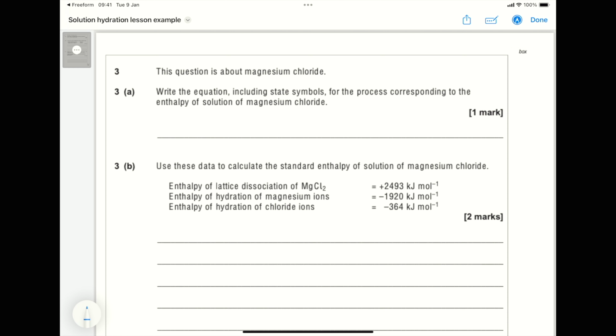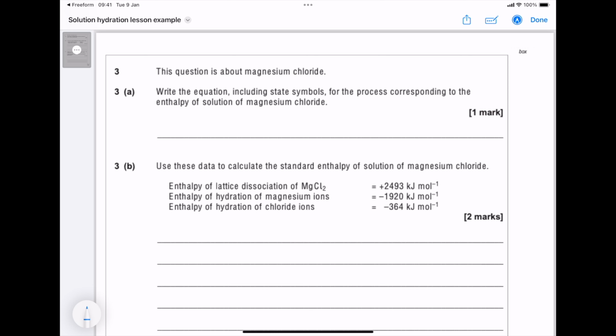In today's lesson, we are going to walk through a typical enthalpy of solution / hydration question found at A-level chemistry, advanced placement chemistry, and IB chemistry. This question is about magnesium chloride. Write the equation including state symbols for the process corresponding to the enthalpy of solution of magnesium chloride.